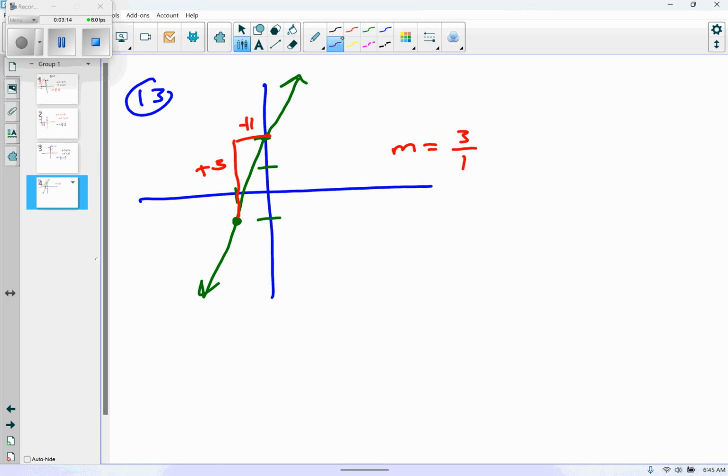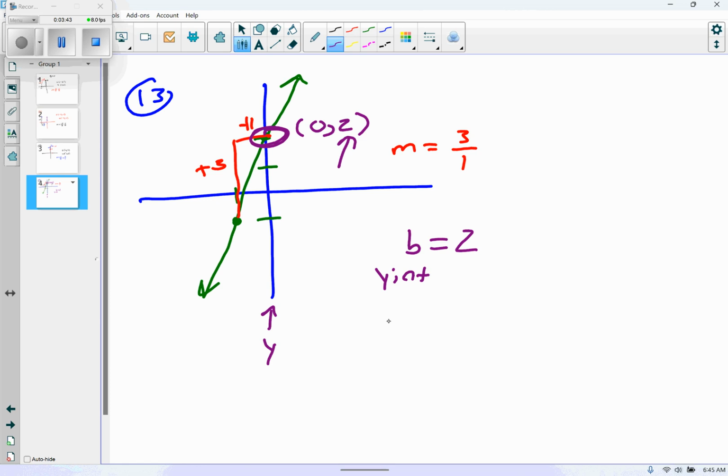Okay, so there's a couple other things on this problem, and I just wanted to kind of teach it. You didn't have to do it. You just had to find the slope. So B is called the y-intercept. So this is the y-axis here. So what is that point? That is the point (0, 2). So that y value there is our B value.